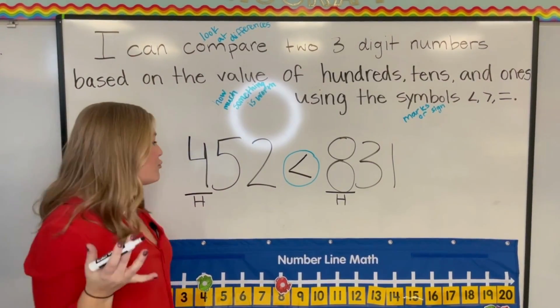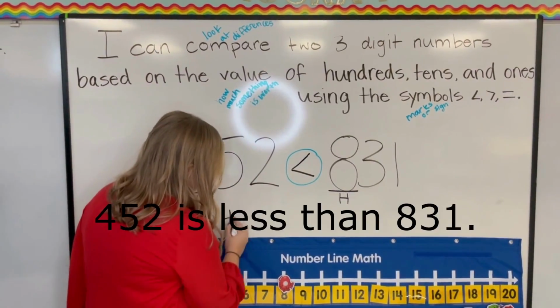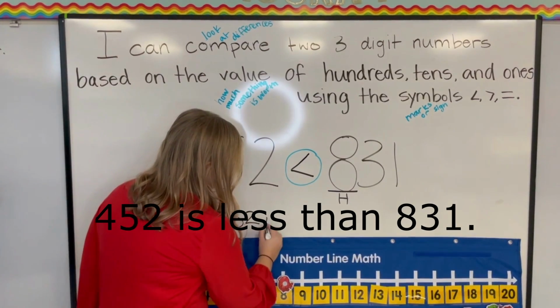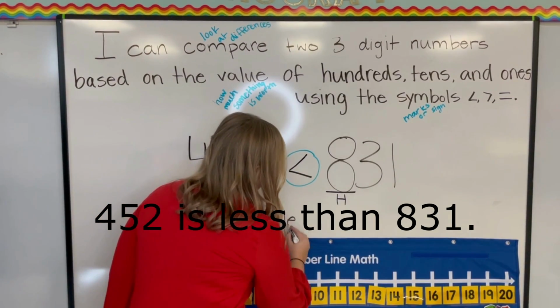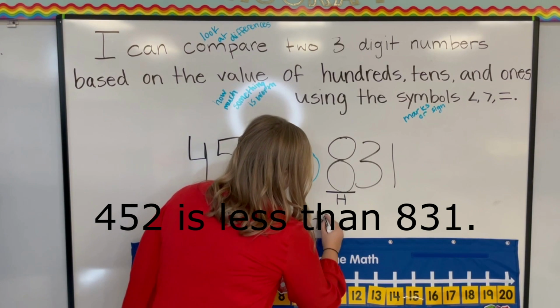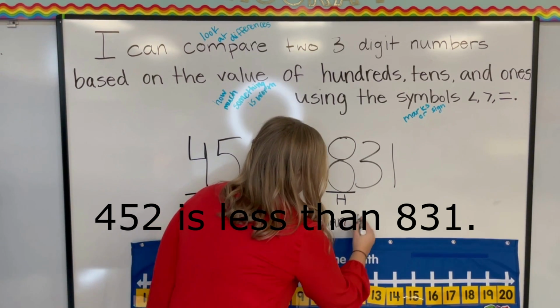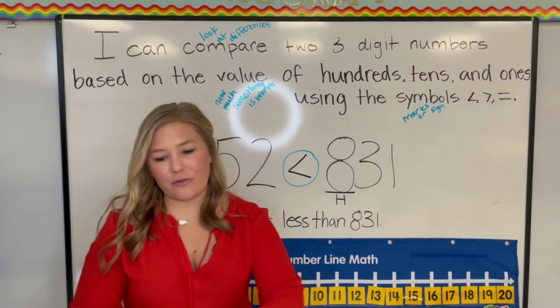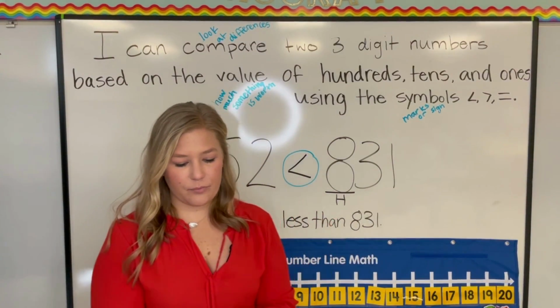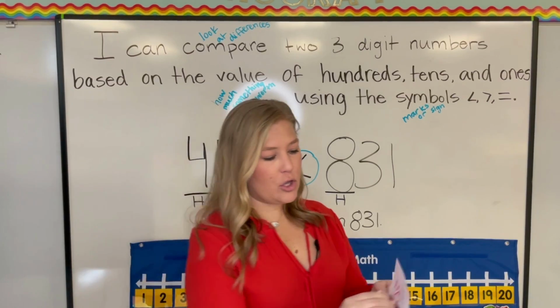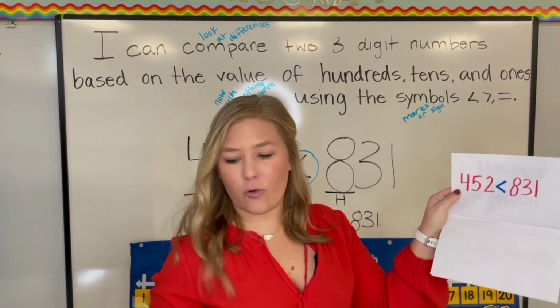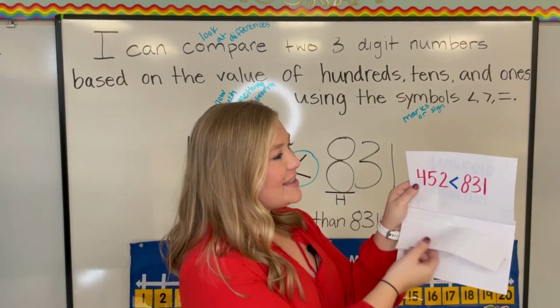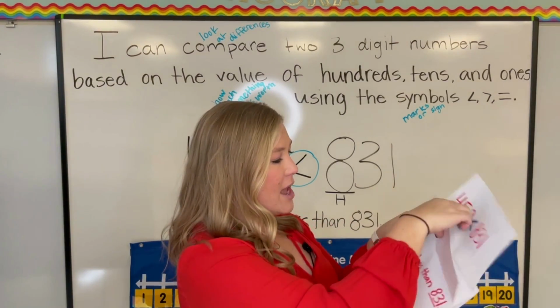And now I can write 452 is less than 831. And when you're finished, your book will look something like this. 452 is less than 831. And then we read it again.